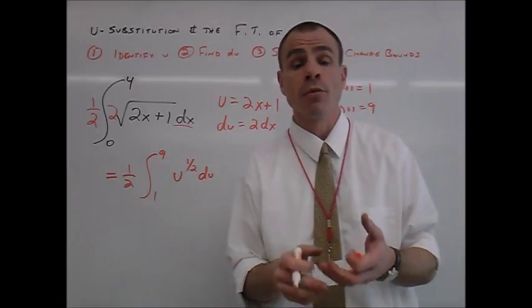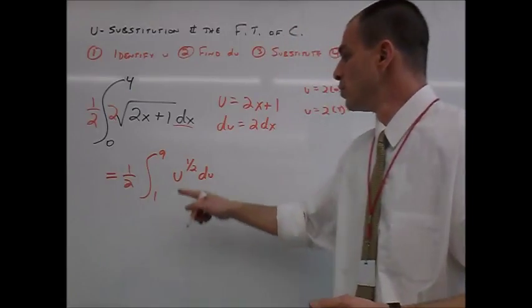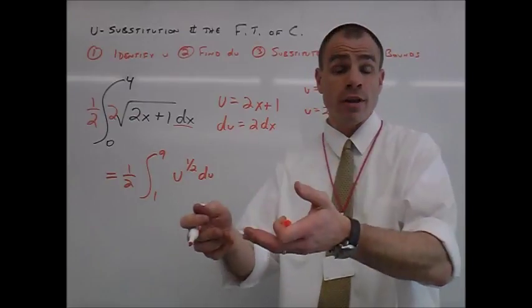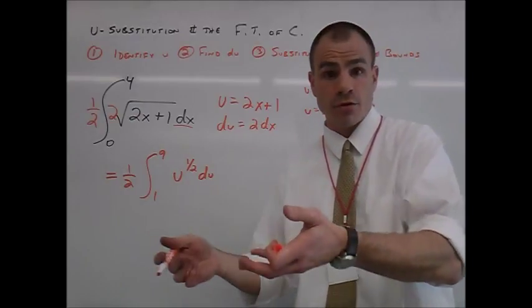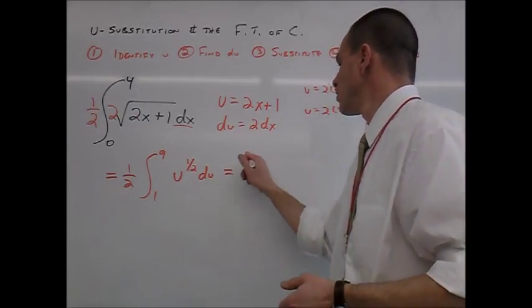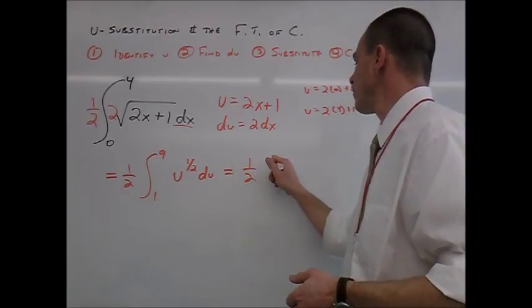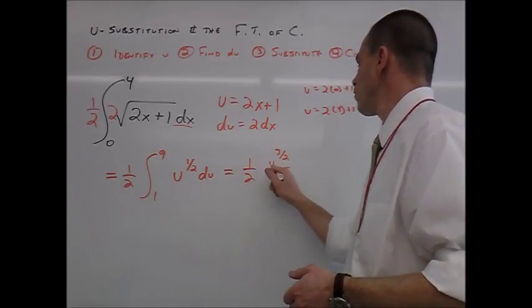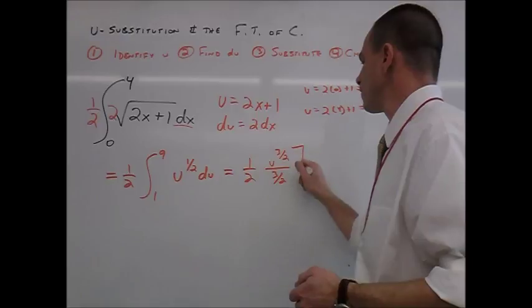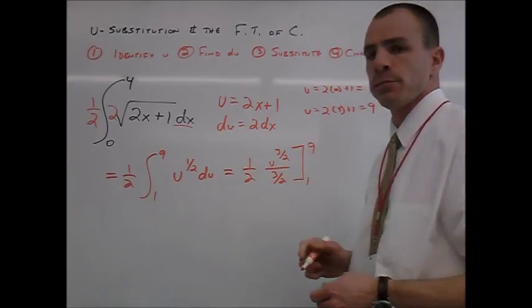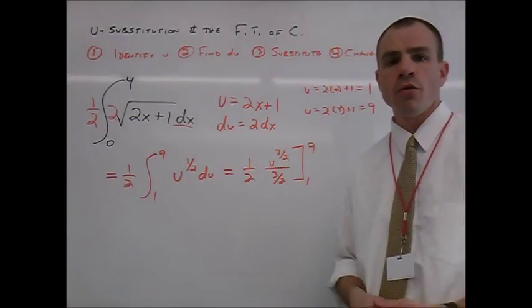Okay, so now we're ready to do our antiderivative. U to the 1/2, we have to add 1 to that, so 1 plus 1/2 or 3/2 is our new exponent. So we have 1/2, and then we have u to the 3/2 over 3/2, and that's evaluated from 1 to 9. Okay, so now where do we go from here?